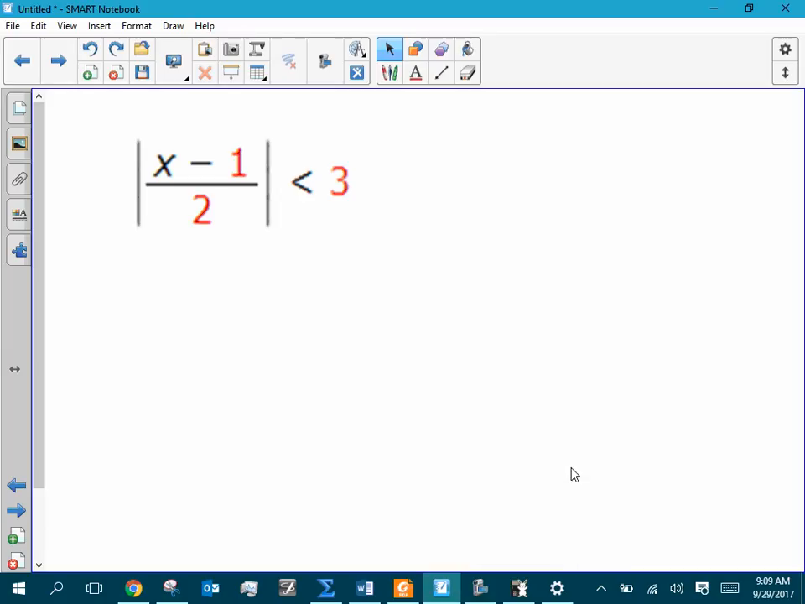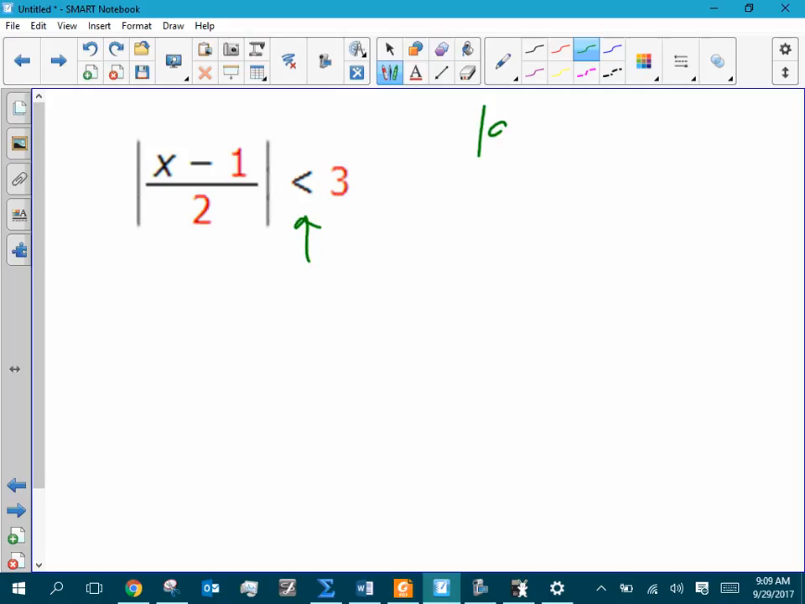So this is question 34. Absolute value inequality, right? So that tells us that we have to look at the situation where we have that type of inequality symbol. Remember, if the absolute value comes first, you read it as a less than 3, right? And absolute value less than something provides you this rule.